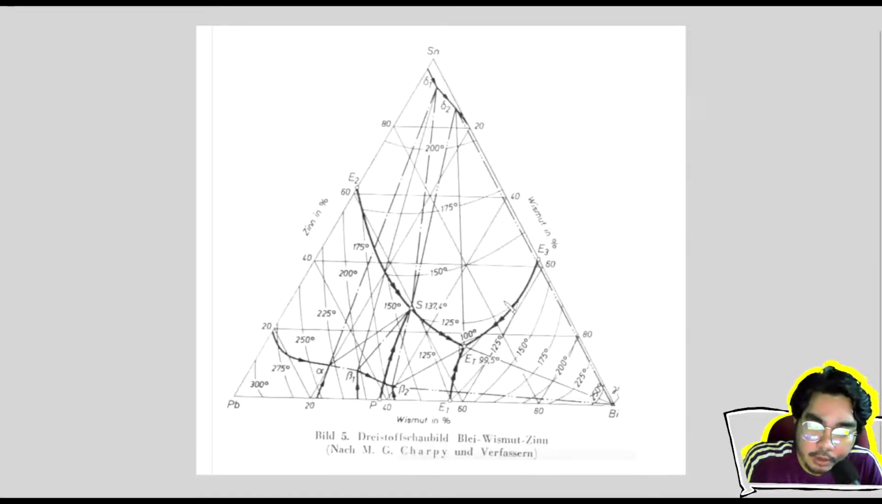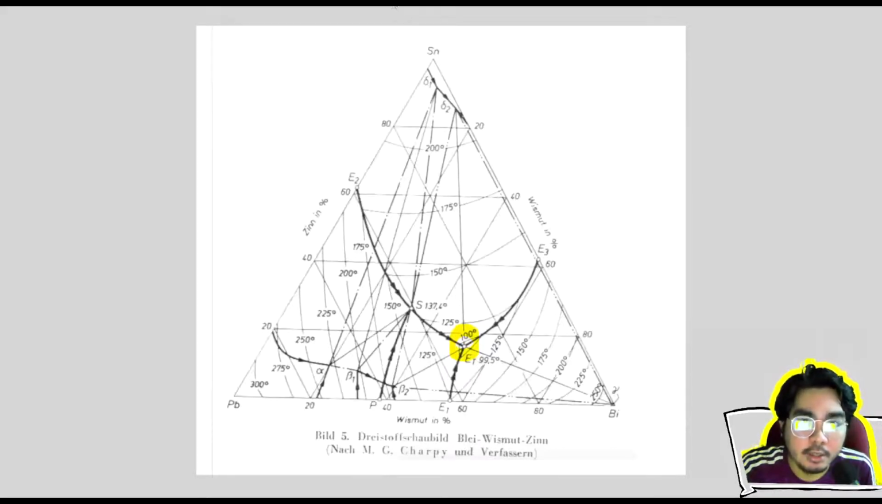So this, if you can look at this, this arrow goes to there, this arrow goes to there, and this one goes to there. So I'm looking at this, and this is probably the lowest point. So this is the lowest point of this ternary eutectic.